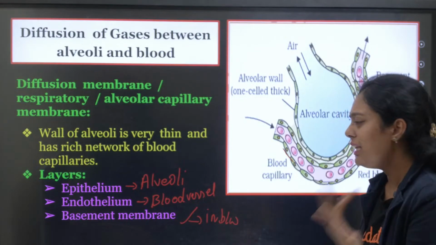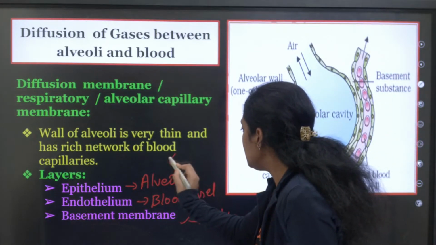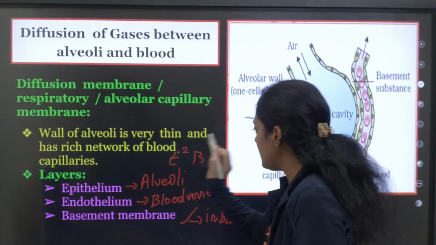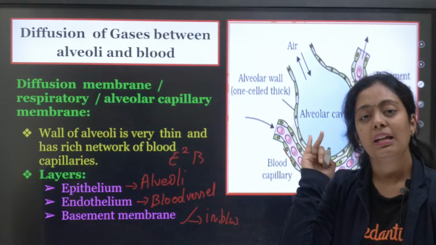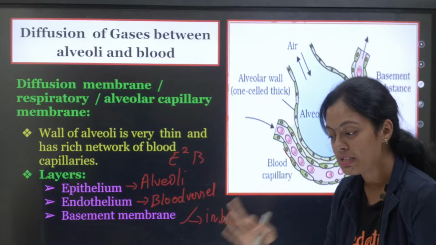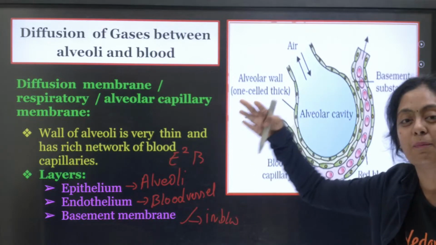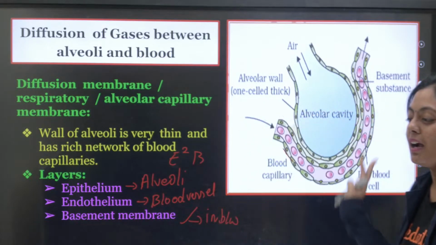Okay, how do we easily remember these three layers, ma'am? Remember it as E square B. E for epithelium, E for endothelium, B for basement membrane. So everyone put E square B in the chat section so we can continue further.